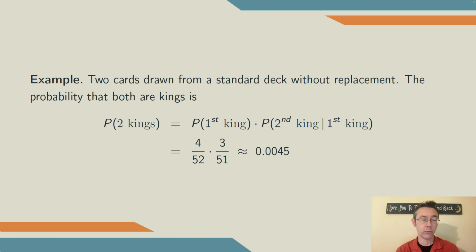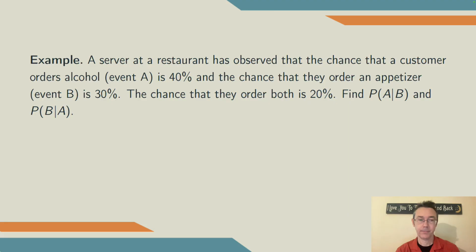Using the multiplication rule, we will find the probability that the first draw is a king, 4 in 52, and then multiply by the probability that the second draw is a king under the assumption that the first is a king, and that's 3 in 51. Multiplying those 2 fractions together, we get about 0.0045.